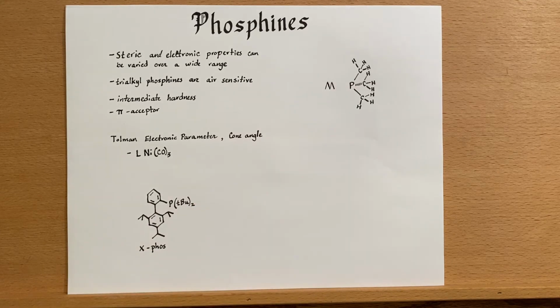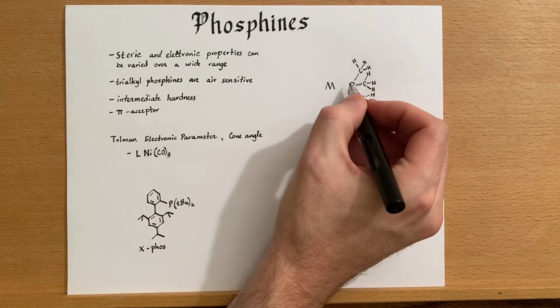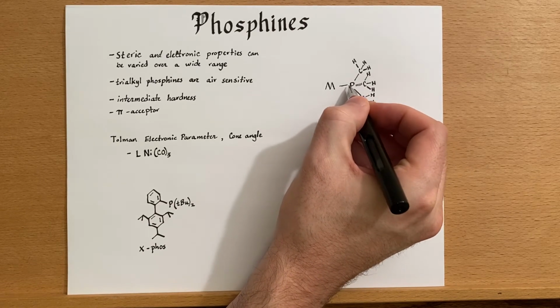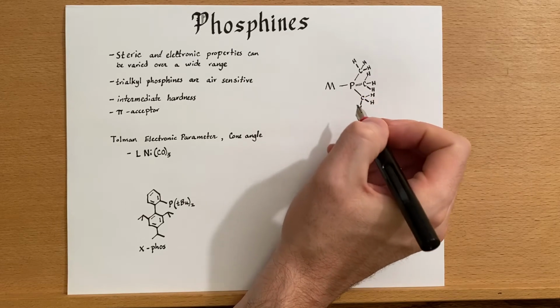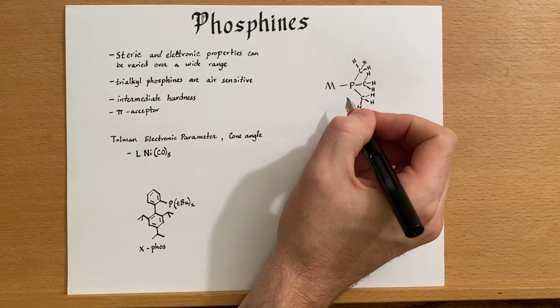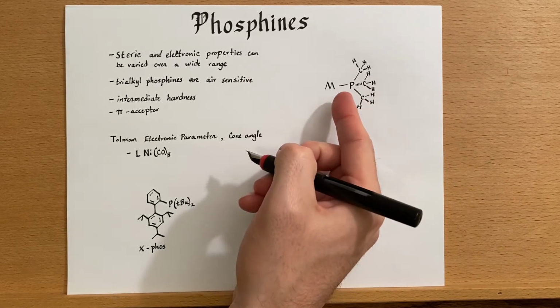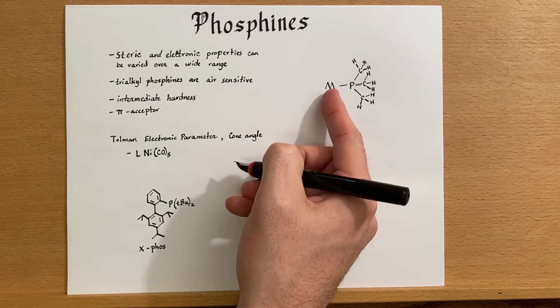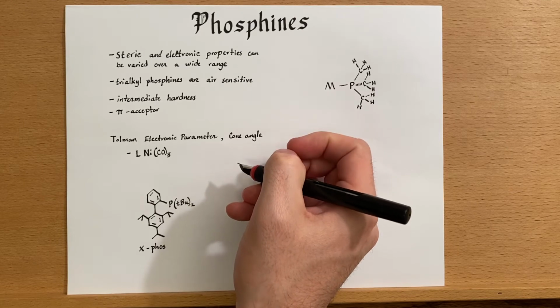Now, the main bonding between a phosphine and the metal is through that lone pair doing a sigma bond, that dative bond right here between the phosphorus and the metal. So that is the main bonding motif, sigma bond, using the lone pair from phosphorus to the metal.